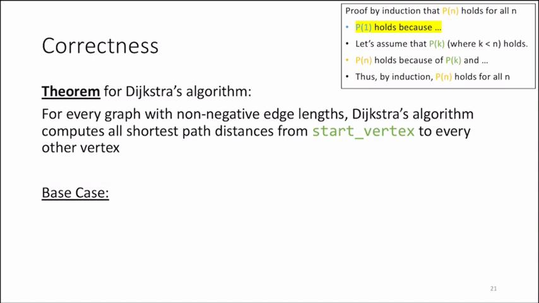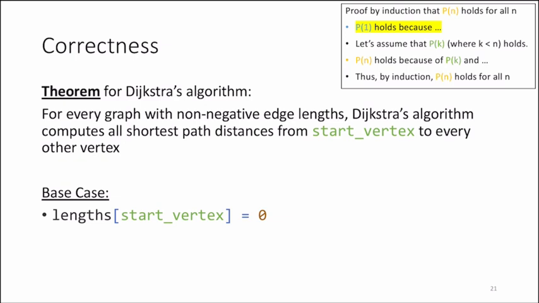So here's our theorem for Dijkstra's. For every graph with non-negative edge lengths, Dijkstra's algorithm computes all shortest path distances from the start vertex to every other vertex. Again, that is under the assumptions that the graph is connected, meaning that such a path exists, and that there are no negative edges. Our base case we do simply in code here. We're just going to say the length of the path to the start vertex is equal to 0. That's really all we have to say about the base case. If that's the only vertex in there, we're done, and the theorem holds.